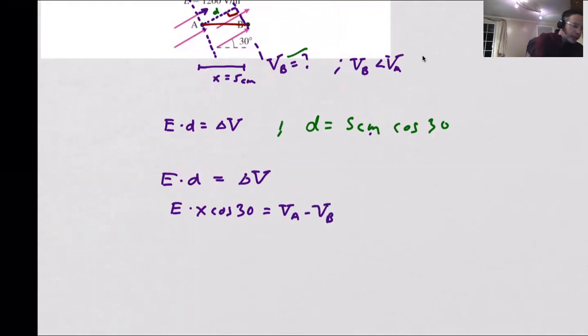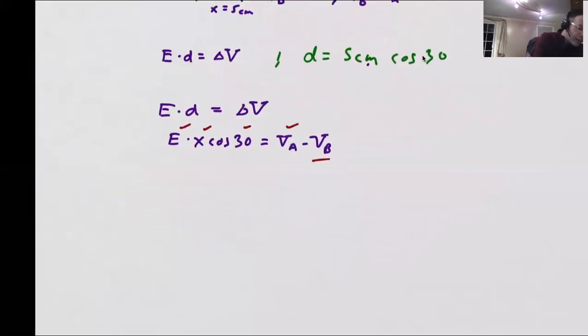Put a check mark next to what we know and underline what we don't. We know the electric field is 1200 volts per meter. We know X, we know cosine 30, we know the potential at A, so we can solve this for the potential at B.